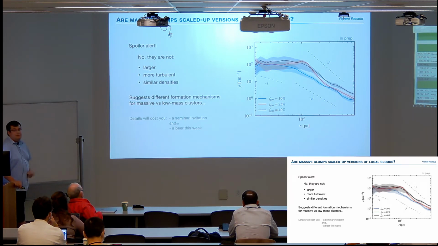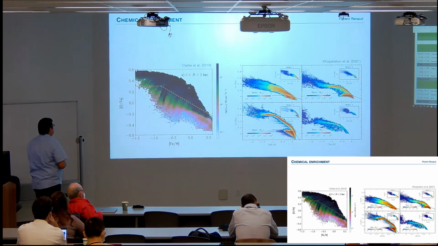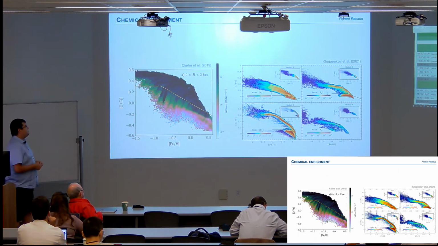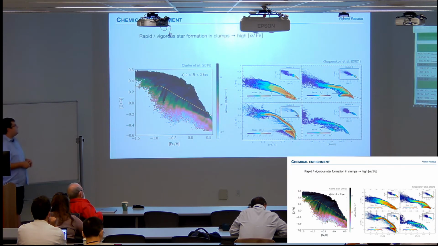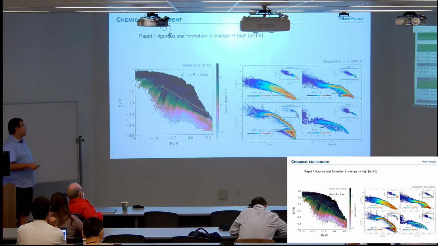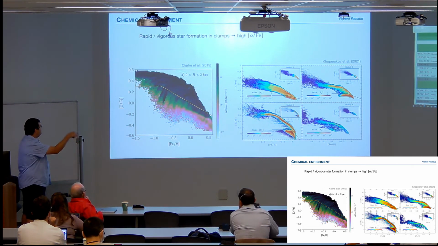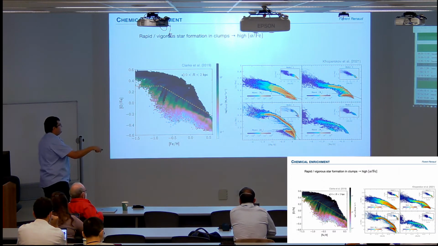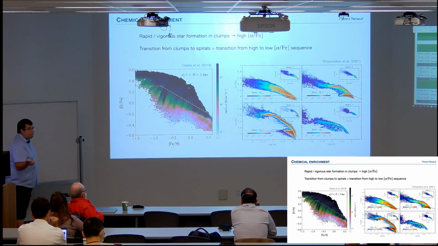But again, why does it matter so much in terms of galaxy evolution at larger scale? Because the chemical enrichment will be different between a massive clump and a local cloud. And this has been shown already by Clarke and collaborators and Kopperskopf and collaborators. They show that you have rapid, vigorous star formation in clumps, so high alpha over Fe, basically this part over there. And when you stop forming clumps, then you can go down to low alpha over Fe when you have the transition from clump to spiral arms.